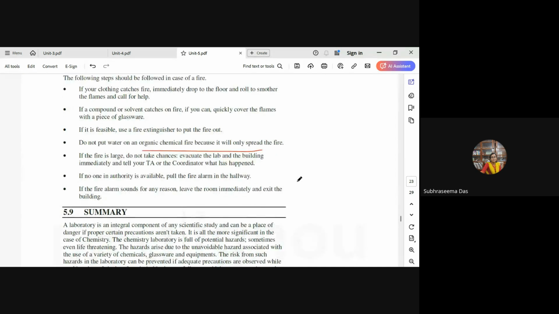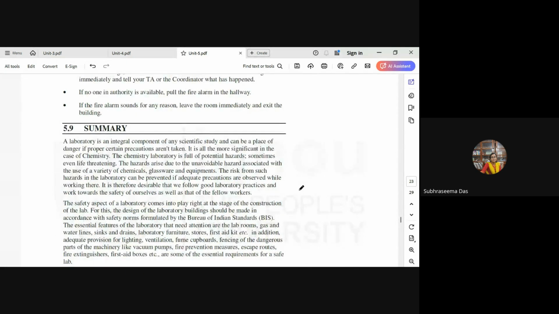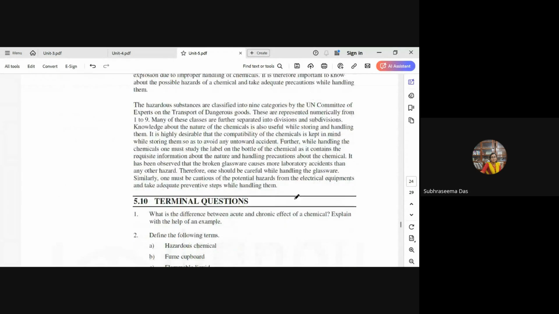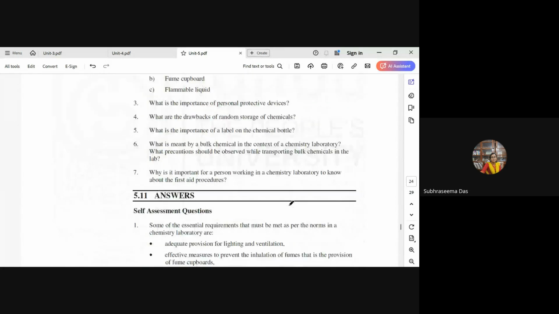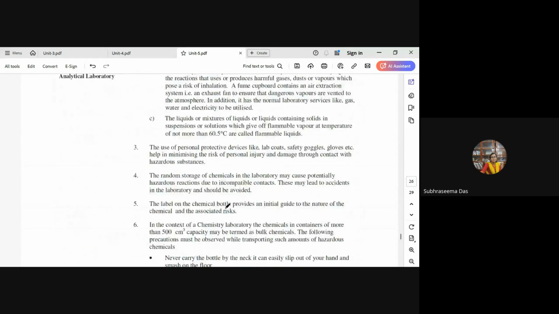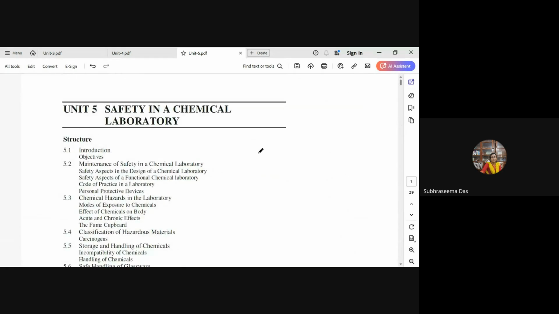So these are some of the safety precautions that we need to take while working in a chemical laboratory. In this chapter we talked about the various types of hazardous chemicals that we deal with and the various methods by which we can work safely in a lab. In this unit, some questions are given for you to practice, with some self-assessment answers, and websites and books have been given. So with this we finished unit 5 on safety practices in a chemical laboratory. We also talked about sampling.